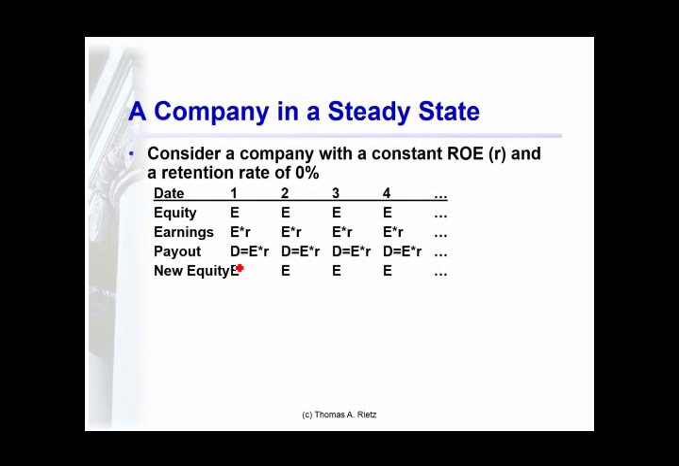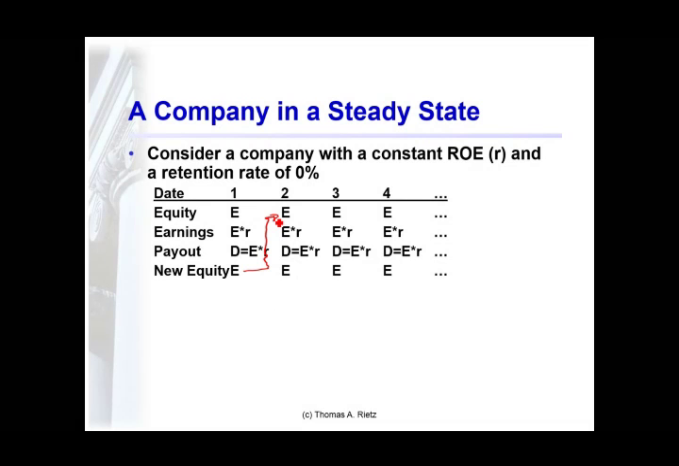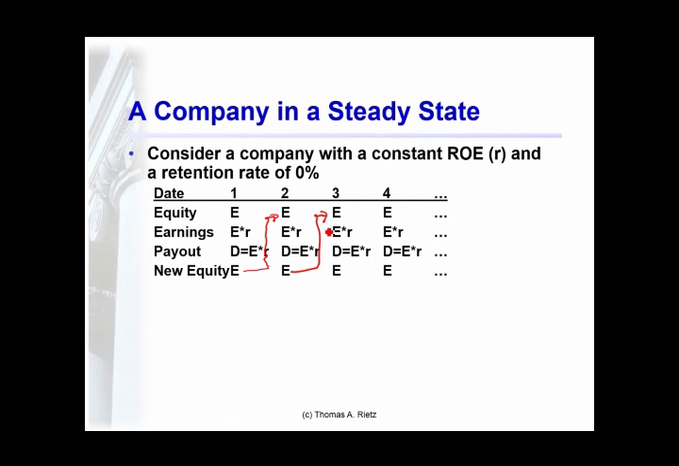Then, if we pay that entire amount out in the dividend, next period's equity turns out to be the same as last period's equity. Again, we'll earn the equity times the return on equity. If we pay it all out as a dividend, the dividend's the same size. We start out the next period with the same amount of equity. And this just keeps going forever.